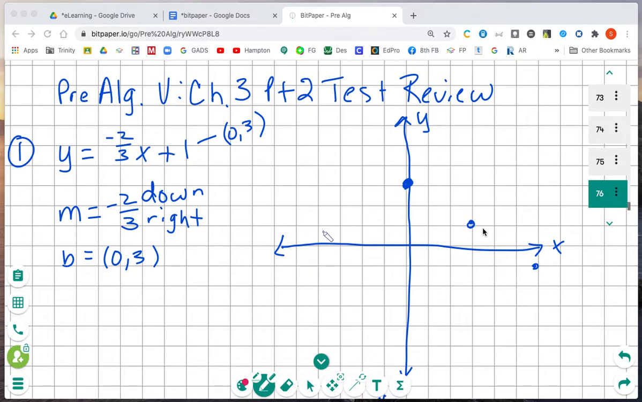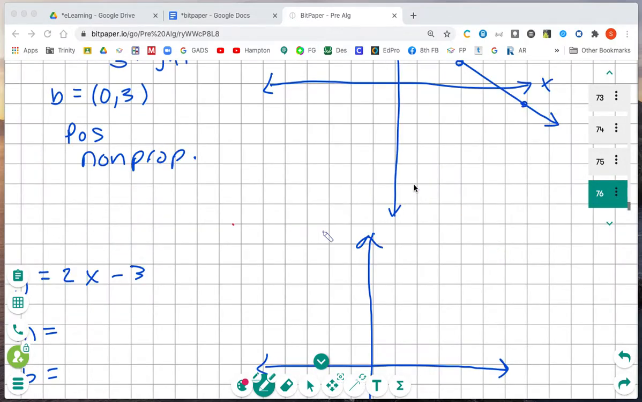And then we're going to do the opposite. We're going to go back to our starting point, up 2 to the left 3. We're going to connect our points. We're going to notice that this is a positive slope and it is non-proportional. Next one.